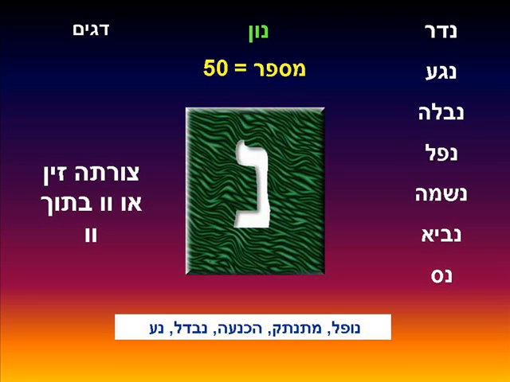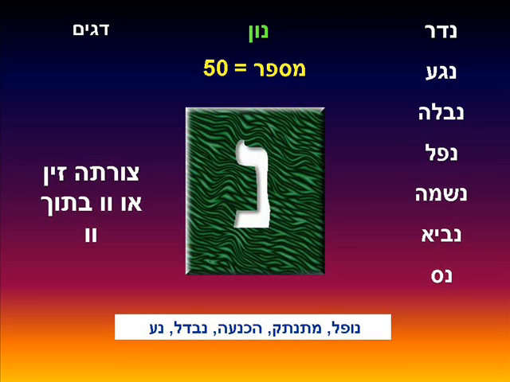So here are some examples of some words. Neder, you are nivdal, you are pulling yourself away from something. You're saying, I'm not going to have this. Nega, also, when a person has leprosy, he's also separated from people. Nevela, something which did not come out kosher, was not slaughtered properly. It's no good. It's separated. Nafal, to fall. Neshama. What does neshama have to do with being separate? Well, it's a separate entity. It's not part of the body. Same thing with the word nefesh.